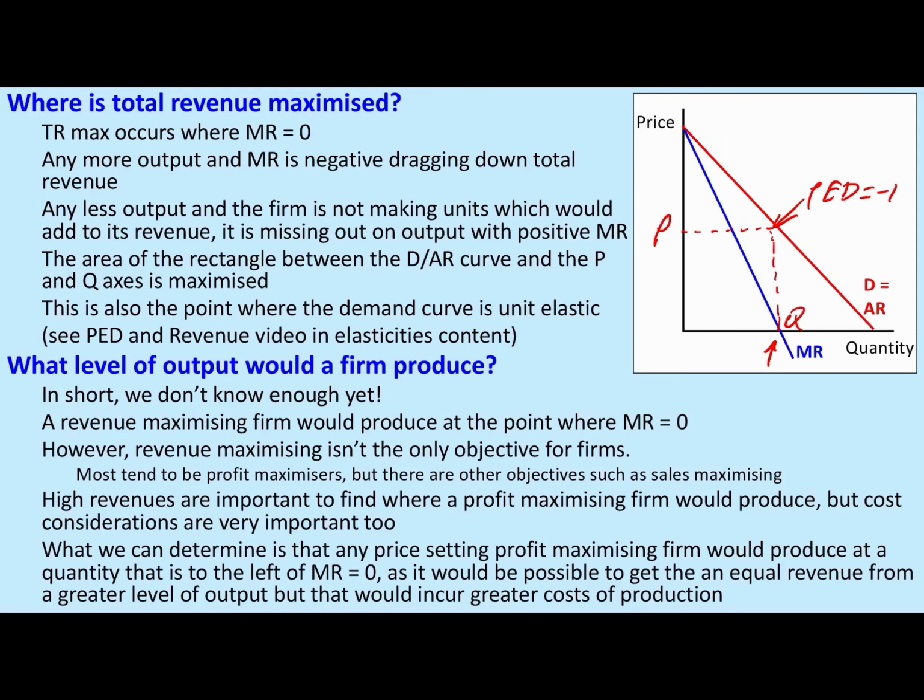But what we are able to determine is that any price setting profit maximising firm will produce at a quantity somewhere to the left of where MR equals zero. And we know this is the case as it would be possible for a firm to produce a quantity greater than this point, get the same revenue as anywhere to the left of it, but that production would incur greater costs and therefore less profits for the same revenue.